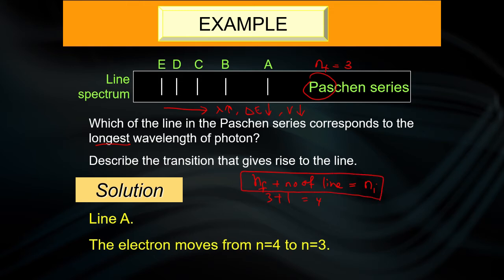And final means its ground state, the ground state of the electron. And initial means the excited state.